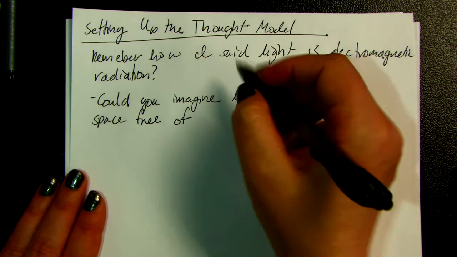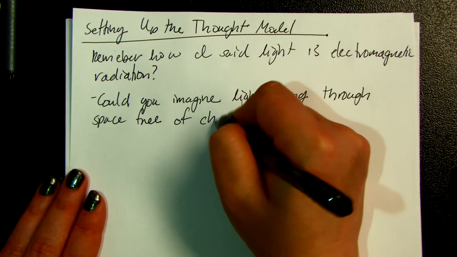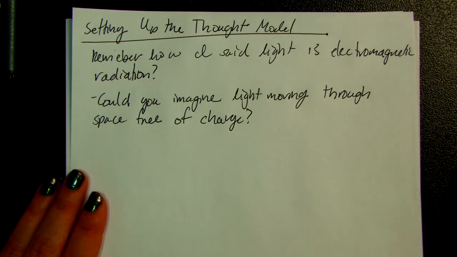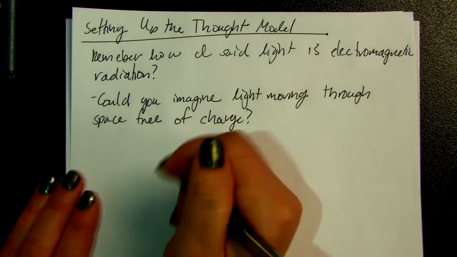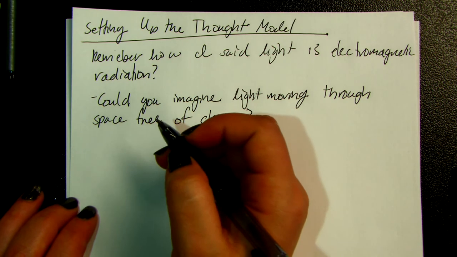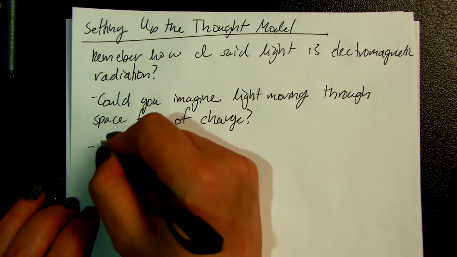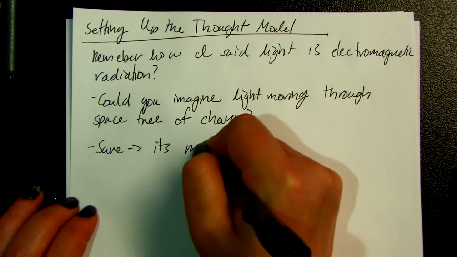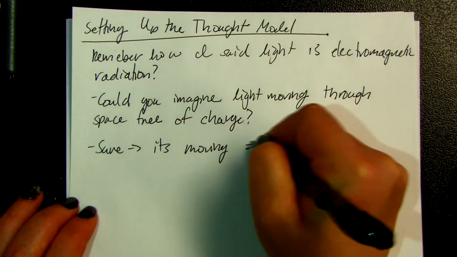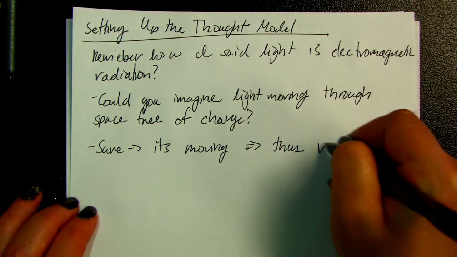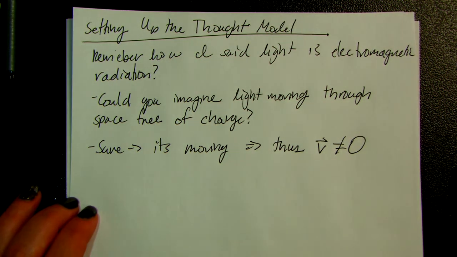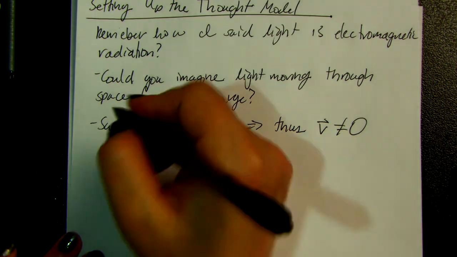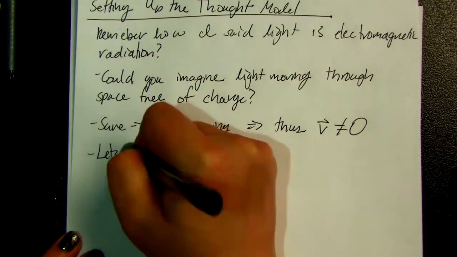Could you imagine light moving through a space free of charge? I mean, sure, we see starlight. Space is an empty vacuum. So, yeah, but it's moving. Thus, speed is non-zero. Obvious, but this is important.